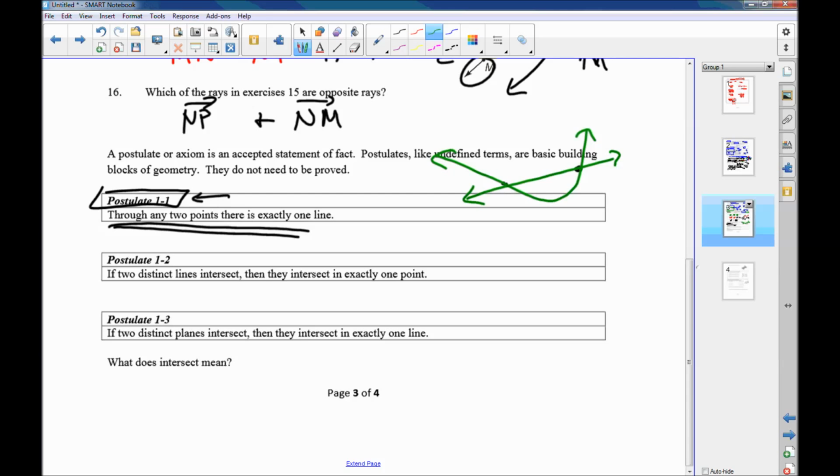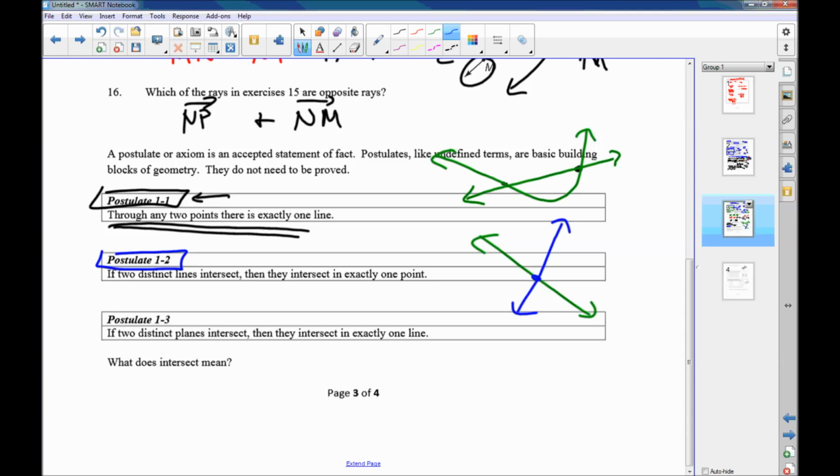Okay. Any two distinct lines intersect at exactly 1 point. So if I have 2 lines that are separate, they can't be the same line. And if they intersect, they only intersect at 1 point. There's only one way to do that. Okay, this is why these are postulates. We don't have to prove them. It just makes sense. That's the only way you could do it.